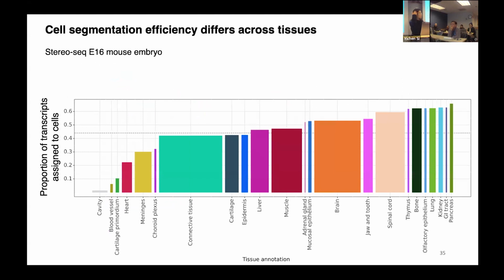If we group the segmentation efficiency by tissue, the x-axis is the labeled tissue, and the y-axis is the proportion of transcripts assigned to any cell. The overall average is about 40%. On the left are the tissues that are most poorly segmented, and on the right-hand side are the better segmented ones.